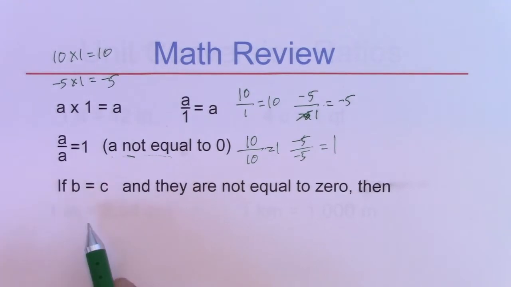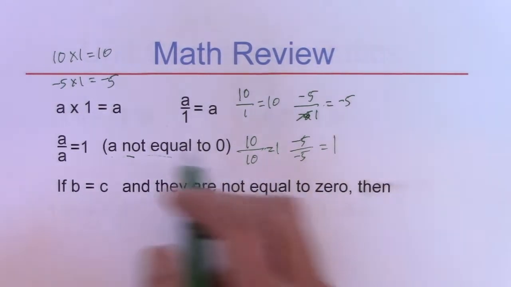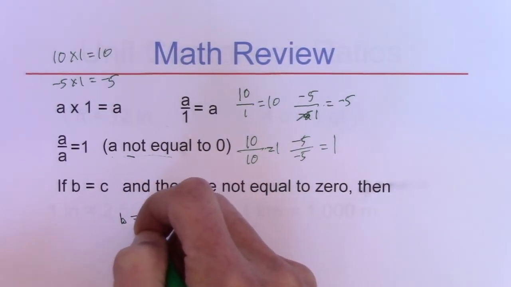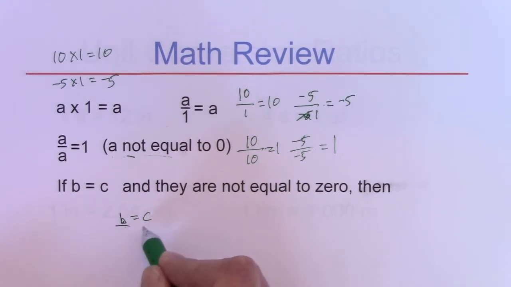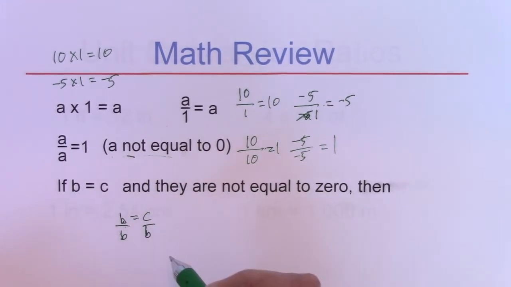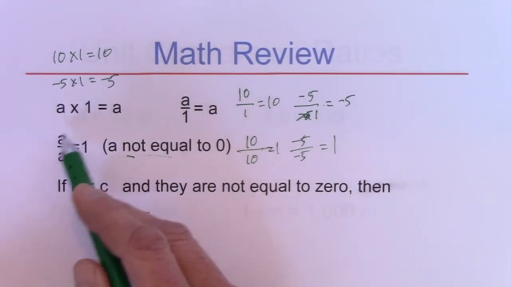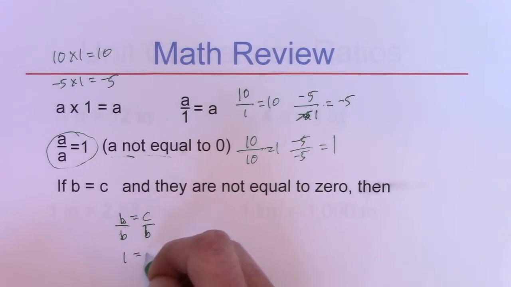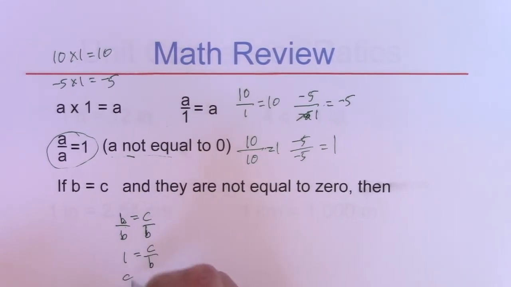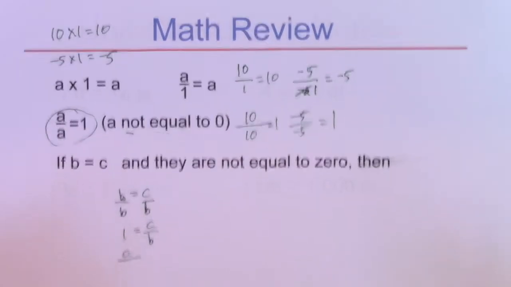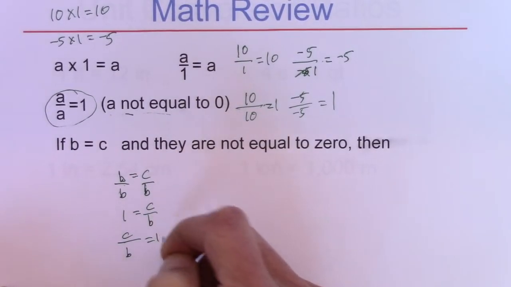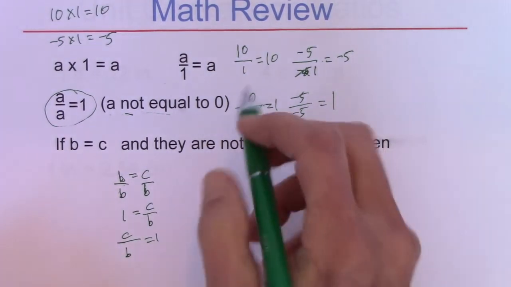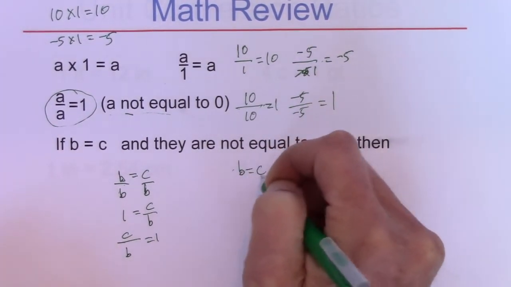Finally, if the left side of the equation is equal to the right side, b equals c, and they're not equal to 0, then we can start with b equals c here. We can divide both sides by b, and the results are still equal. Now we know from this result that b over b must equal 1, and so 1 equals c over b, or c over b equals 1.